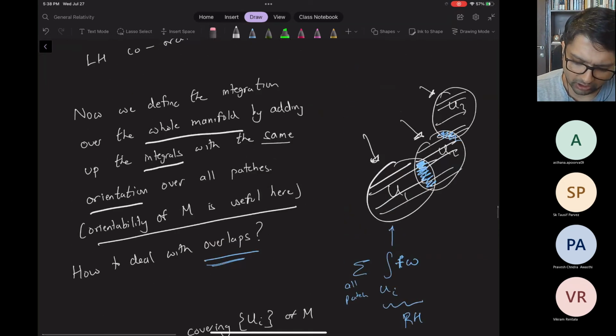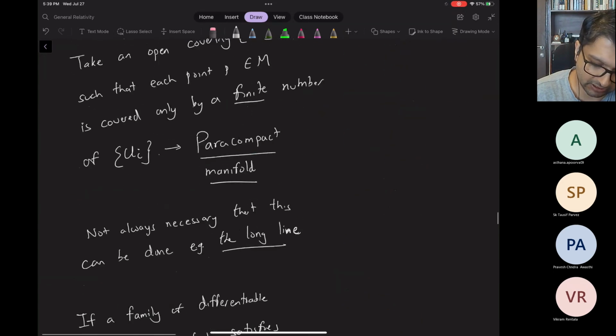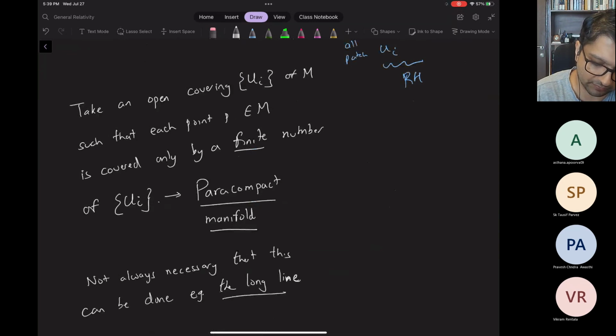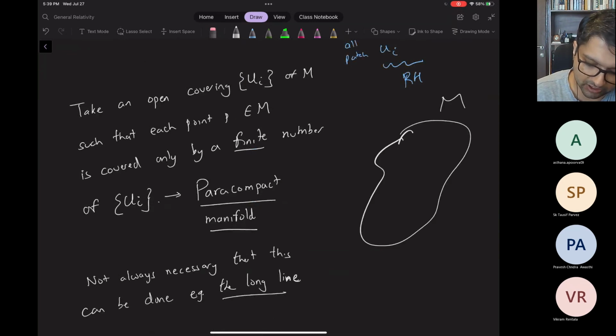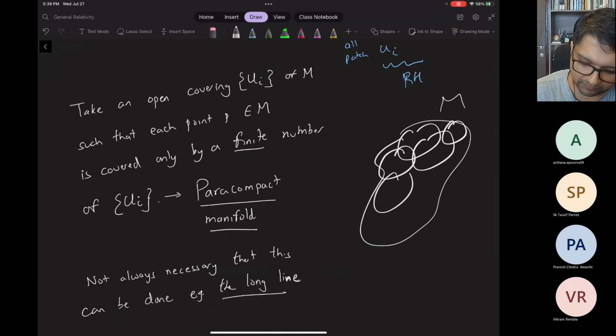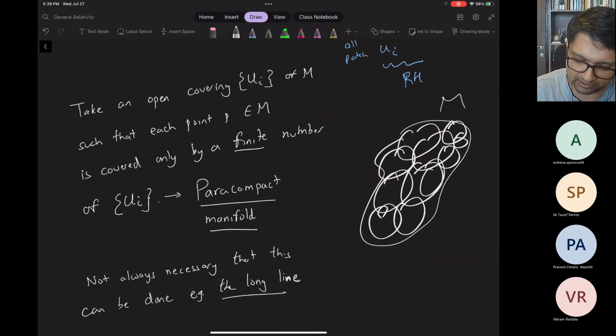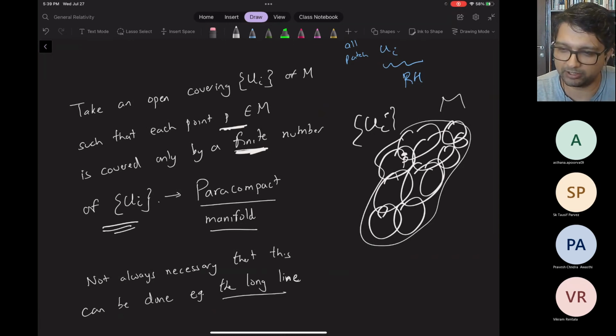So the key thing is to deal with these overlap regions. Okay, we will take an open covering of M. That is a set of open sets that covers the entire manifold M, such that each point P belonging to the manifold is covered only by a finite number of UI. So if I have one point P, I'm choosing the set of UIs such that the point P lies in the intersection of a finite number of the UIs, not in an infinite number of them.